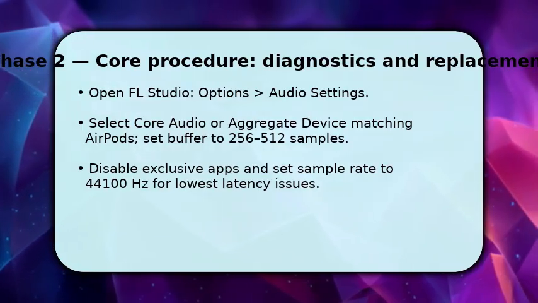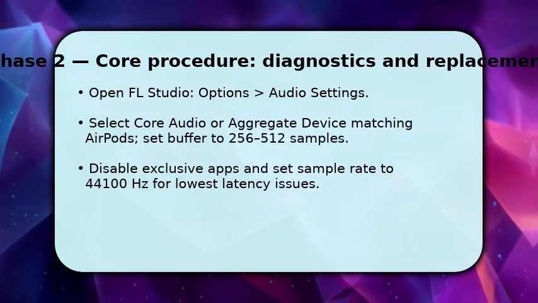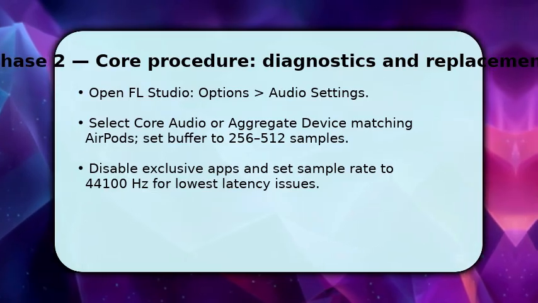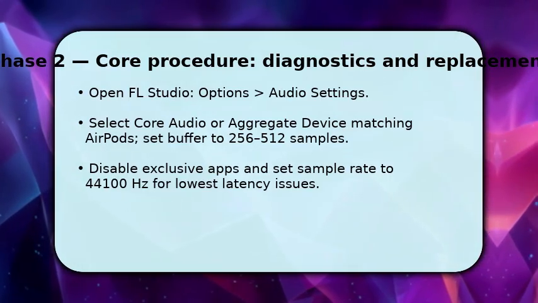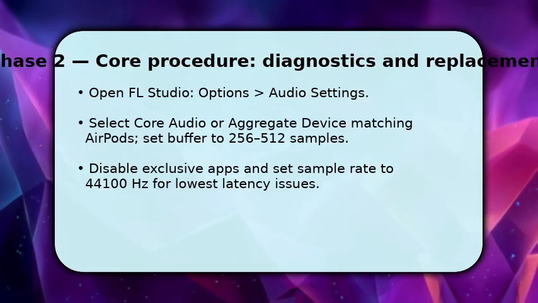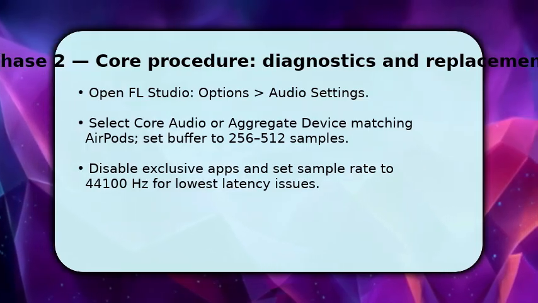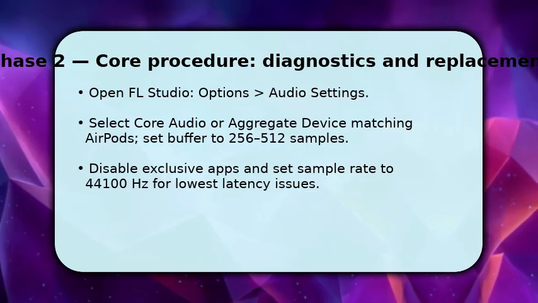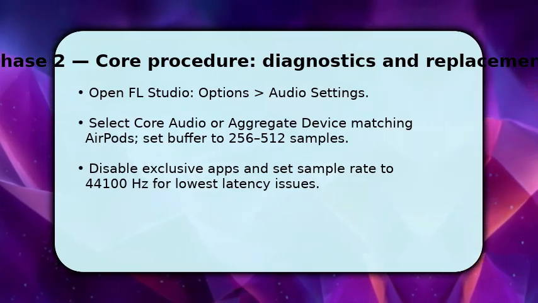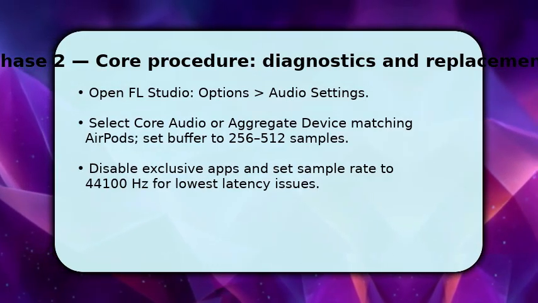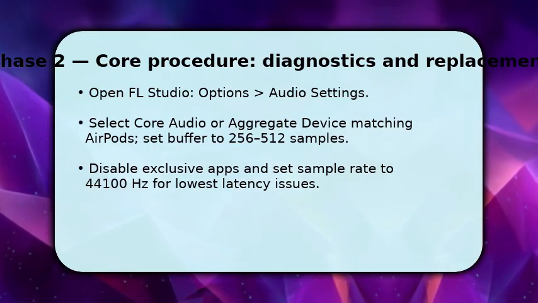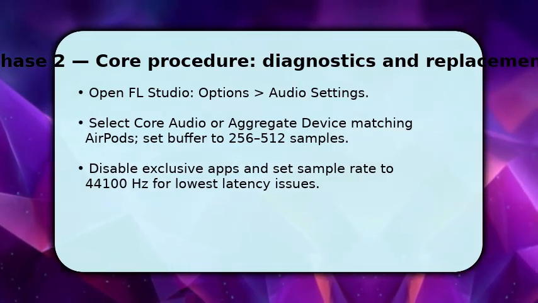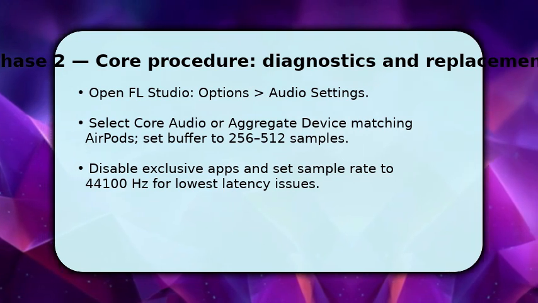Set the buffer to 256 or 512 samples to balance latency and stability, and match FL Studio's sample rate to macOS audio, usually 44,100 Hz. If you made an aggregate device, ensure channels map correctly for input and output. Make sure ASIO wrappers are off. Using Core macOS audio avoids driver conflicts.